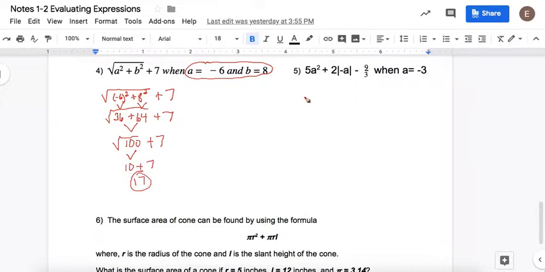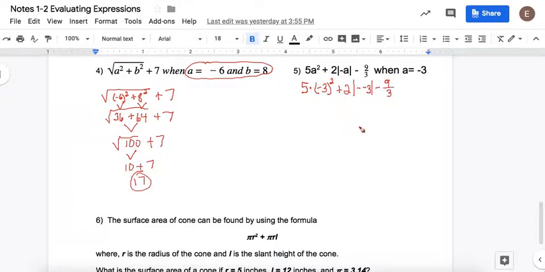Okay, number 5. And remember, number in front of letter means to multiply, so we can put a dot here. I'm going to use parentheses because we're raising a negative number to an exponent. Plus 2. And absolute value of negative 3. Now, I put 2 negatives because I have a negative in front of a, and then a is also negative, and we'll look at what happens there.